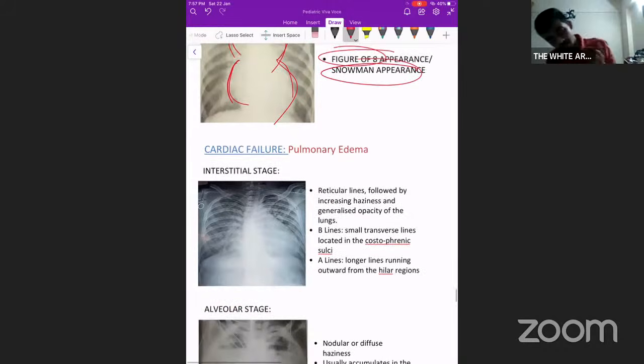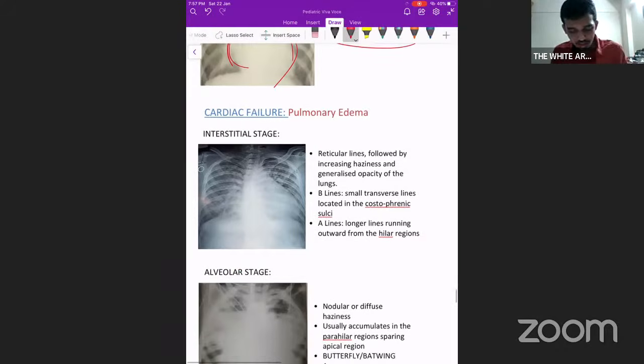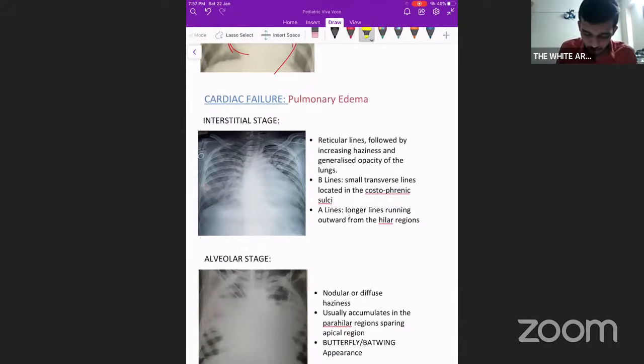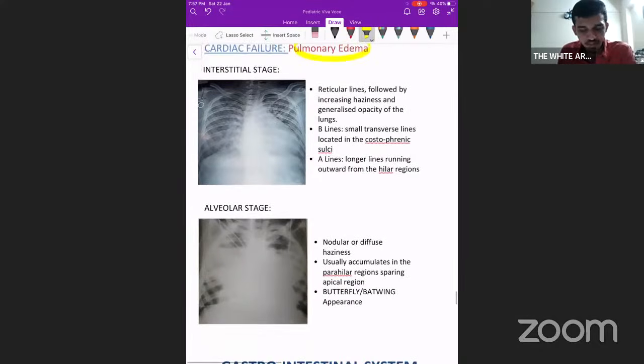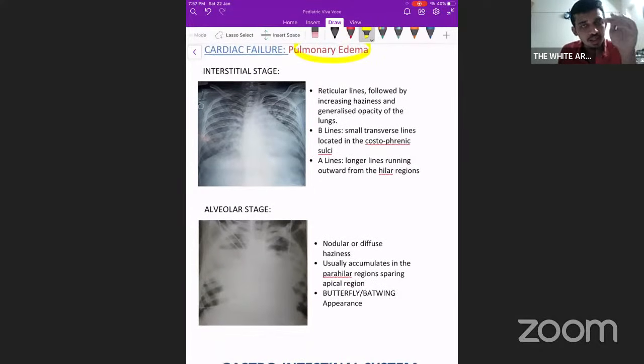Next, the final part of cardiac X-ray is cardiac failure or pulmonary edema. Okay, so there are different stages in pulmonary edema. Any cause of pulmonary edema, one example is cardiac failure. Okay, there is the interstitial stage and the alveolar stage. In the interstitial stage, if there is fluid accumulation in the interstitium, you get the reticular lines. This you guys already know.